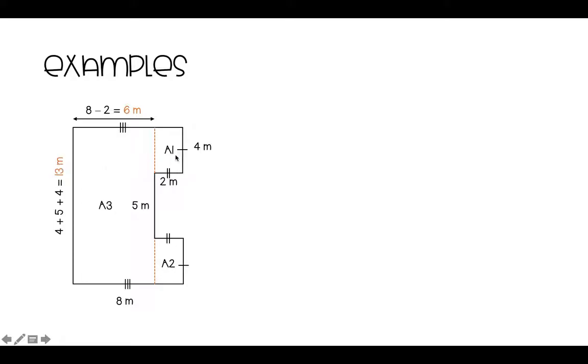Now A1, length times width, so 2 times 4 because we've got our 2 and our 4, which gives us 8 meters squared. Now remember, A1 and A2 here are exactly the same, so we're essentially doing the same thing again. Length times width, which is 2 times 4, which gives us 8 meters squared.